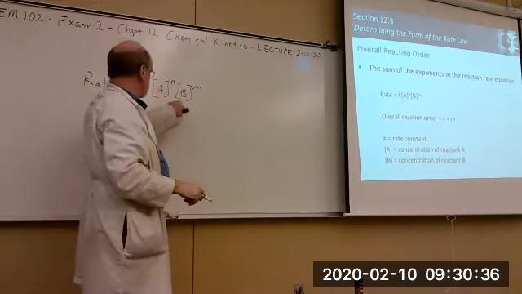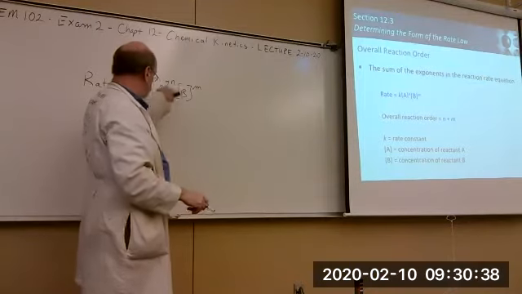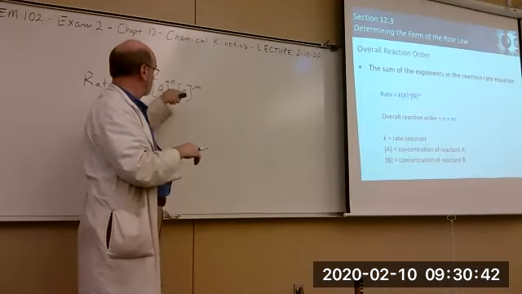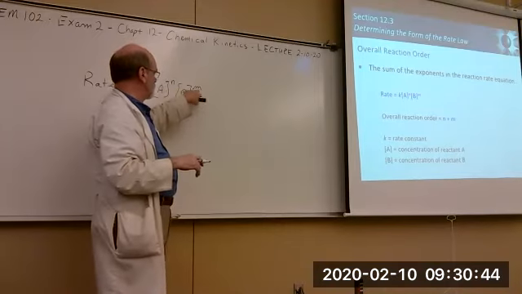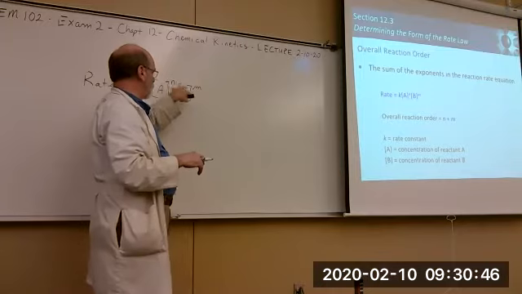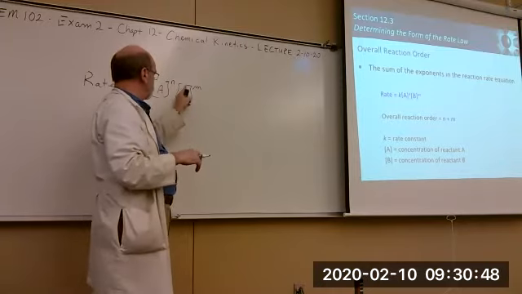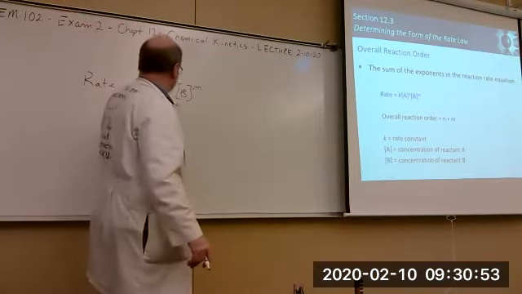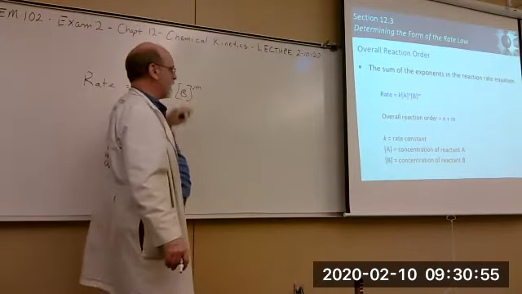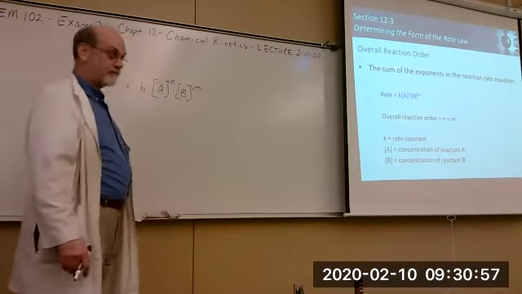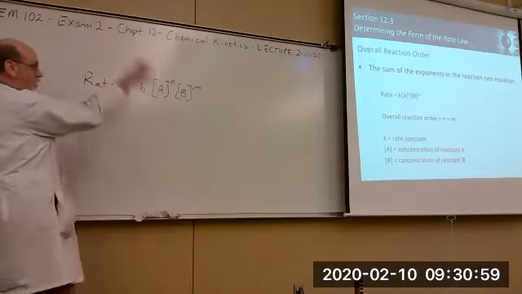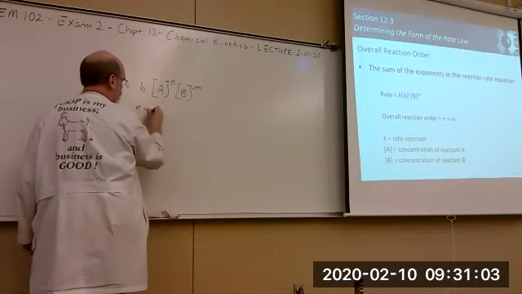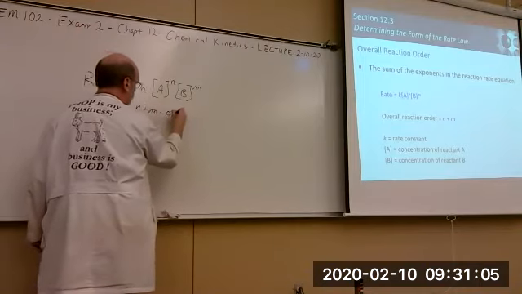And these concentrations vary, like our 1s and 2s before. And then these powers are independent of one another, but tied only to the particular reactant. Right? So this is the order of this reactant, this is the order of that reactant. Okay? And to describe the overall order of the reaction, you just add those together. So N plus M equals the overall order.